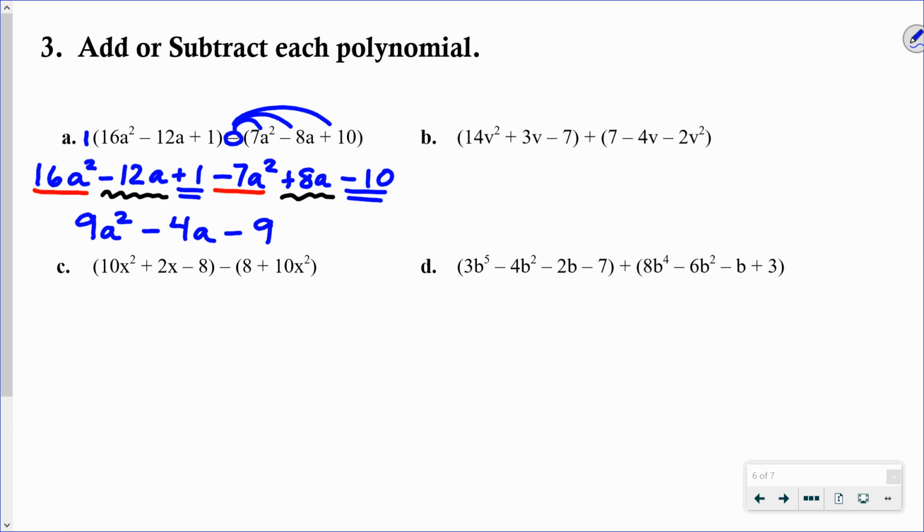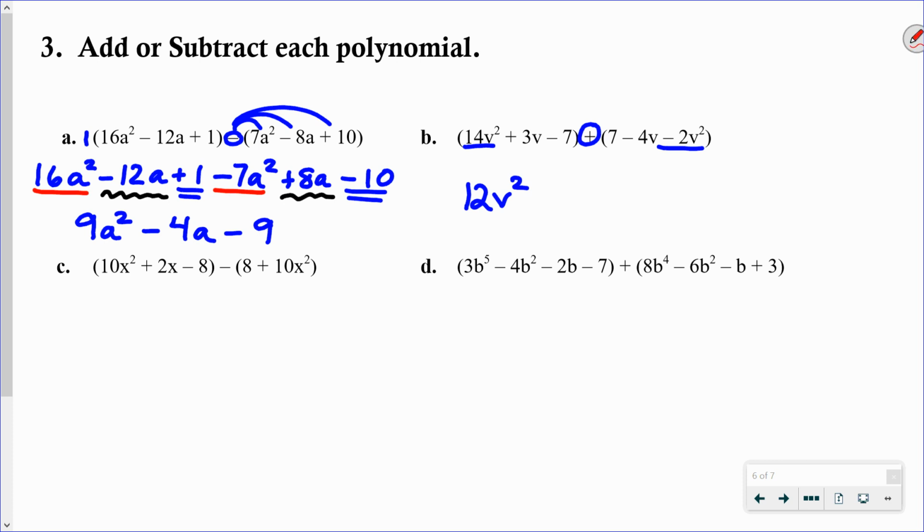Part B is just an addition problem. So we can just start with the like terms, and we want to look at the terms with the highest degree to begin. So I have a positive 14v squared and a negative 2v squared, which gives us 12v squared.